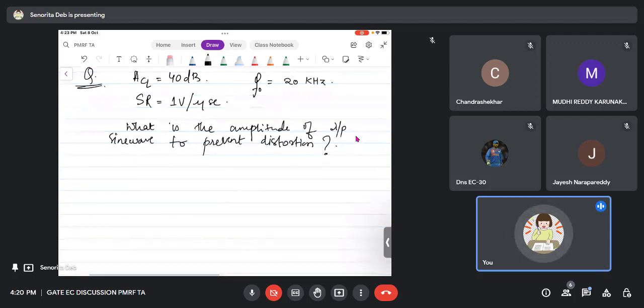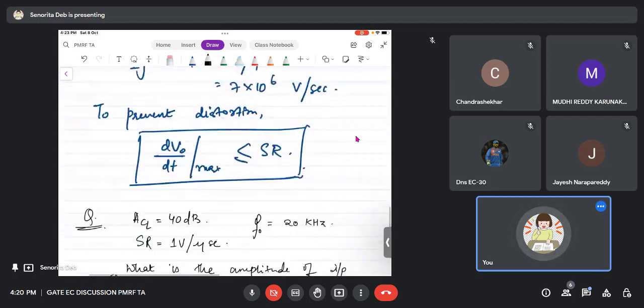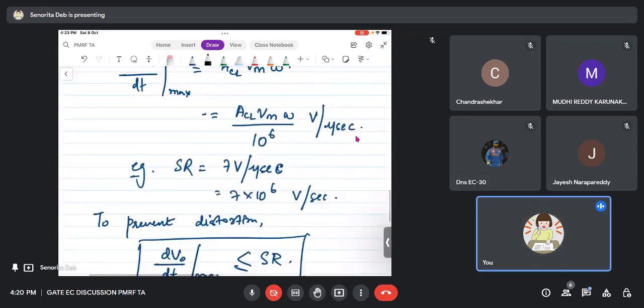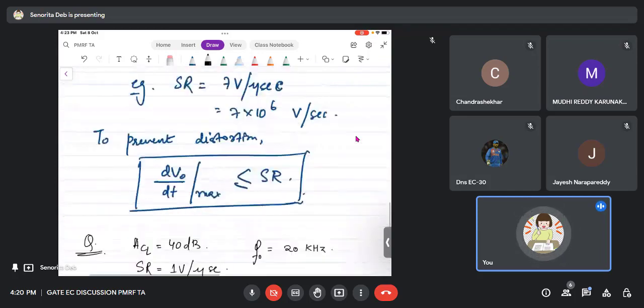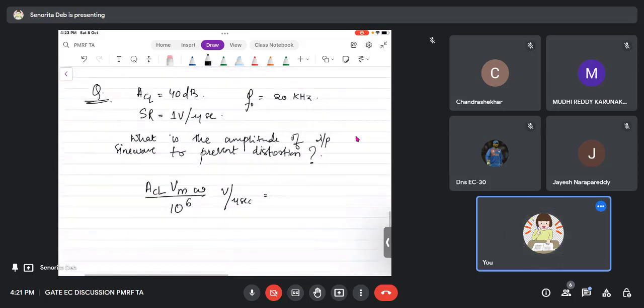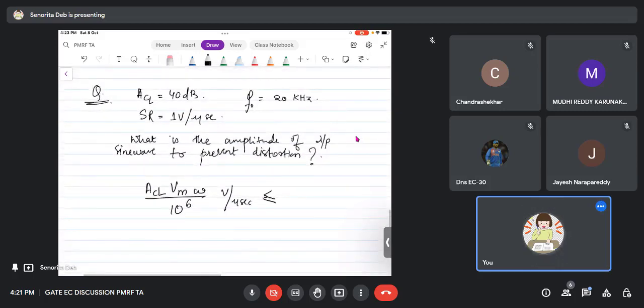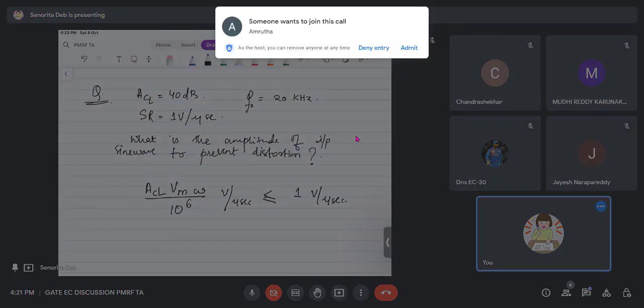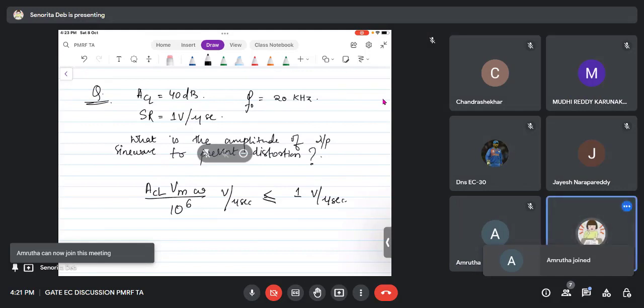Simple, as we just saw the formula. dV naught by dt is ACL Vm omega, so ACL Vm omega by 10 to the power 6, which has the unit of volt per microsecond. And that should be less than or equal to 1 volt per microsecond.